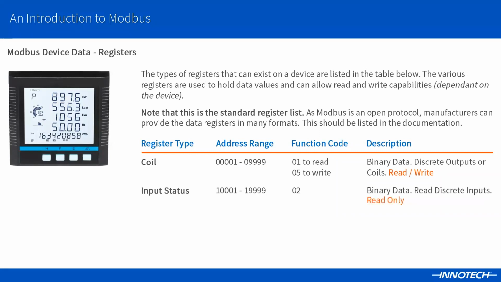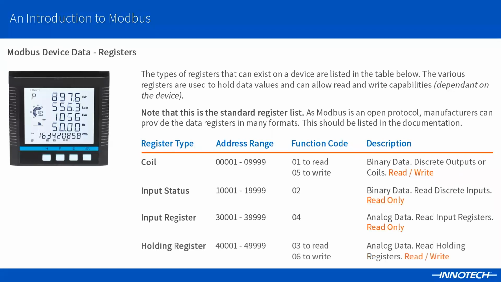Input status registers start at 10001 and go up to 19999. Function code 2 is used to read back data values. Inputs hold binary data and are read only. Think of these as binary inputs. An input register starts at 30001 and goes up to 39999. Function code 4 is used to read back the data value. Inputs hold analog values and are read only. Think of an input register as an analog input.